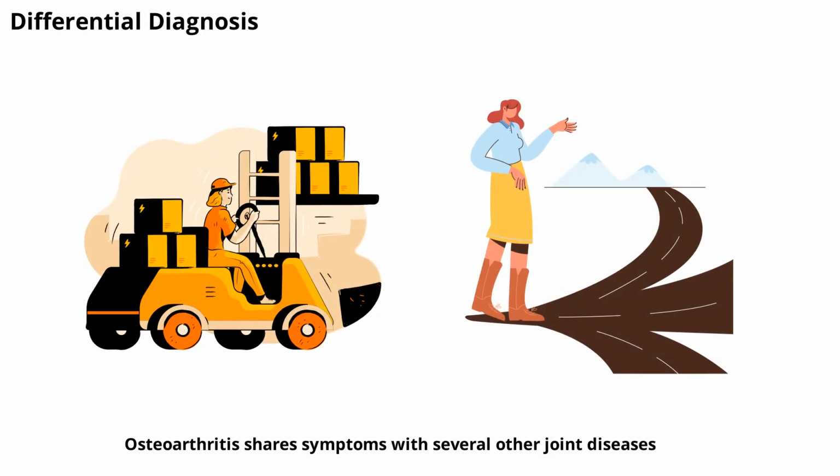Osteoarthritis shares symptoms with several other joint diseases, so doctors must carefully differentiate it from conditions like rheumatoid arthritis, gout, or infectious arthritis. This process, called differential diagnosis, involves considering all the information gathered from the patient's history, physical exam, imaging, and laboratory tests. Accurate differentiation ensures that the patient receives the most appropriate treatment for their specific condition.